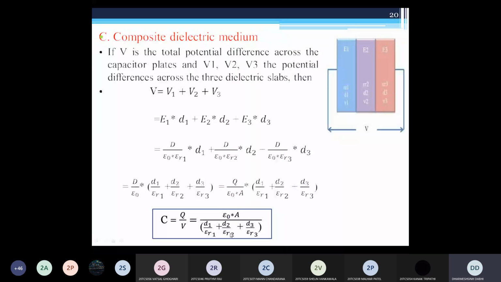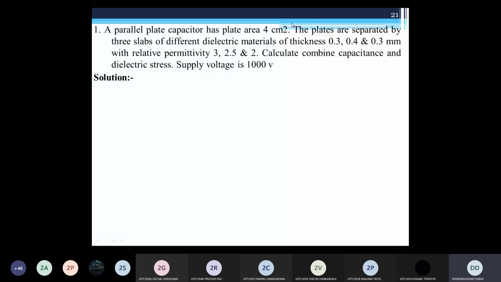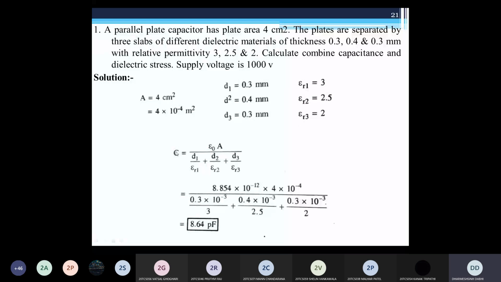Clear? So D1, D2, D3 is given. ER1, ER2, ER3 is given. Area is already given, that is 4 centimeters square. Convert into meters, so it is 4 into 10 to minus 4 meters square. Relative permittivity is given. So just apply this equation. C is equal to epsilon 0 into A divided by D1 upon epsilon R1 plus D2 upon epsilon R2 plus D3 upon epsilon R3. Epsilon 0 is 8.854 into 10 to minus 12, which is a constant value.